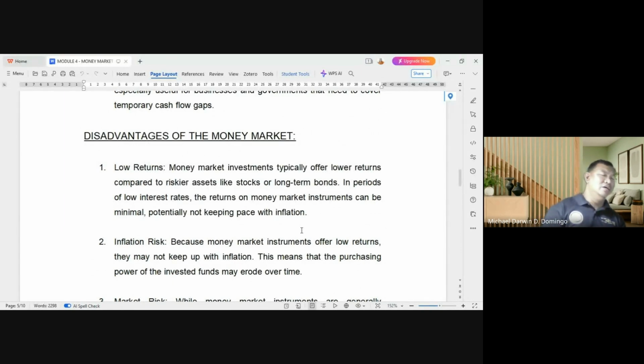Disadvantages naman, low returns, nabanggit na natin to kanina. They do have very low returns. Pangalawa is inflation risk. Okay, ayan. So because of the money market instrument, they offer low interest rate kasi nga, kumbaga sa pang mabilisan lang kasi talaga to. So that's why the interest rate is very low. Number 2 is inflation risk.